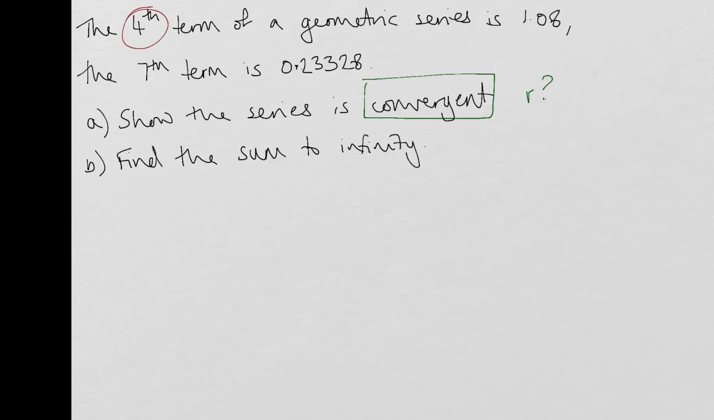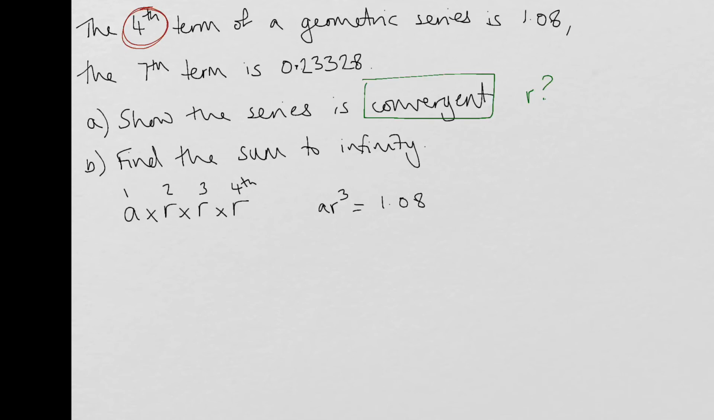If this was the fourth term in the series, that means that my first term was a, I multiplied it by r to get the second term, multiplied it by another r to get the third term, and multiplied it by another r to get to the fourth term. So first, second, third, and fourth. So we have that ar cubed is equal to 1.08.